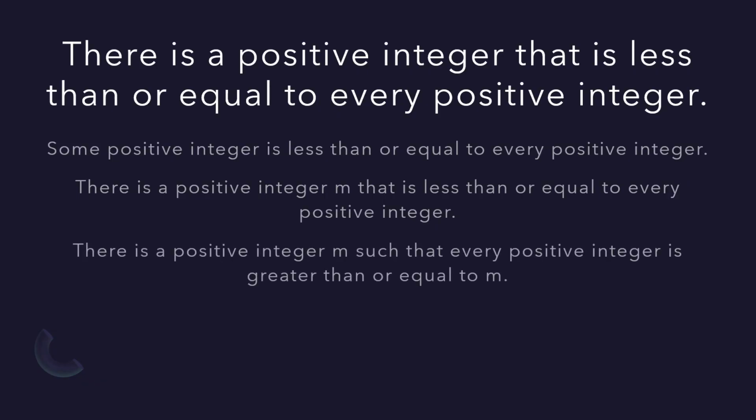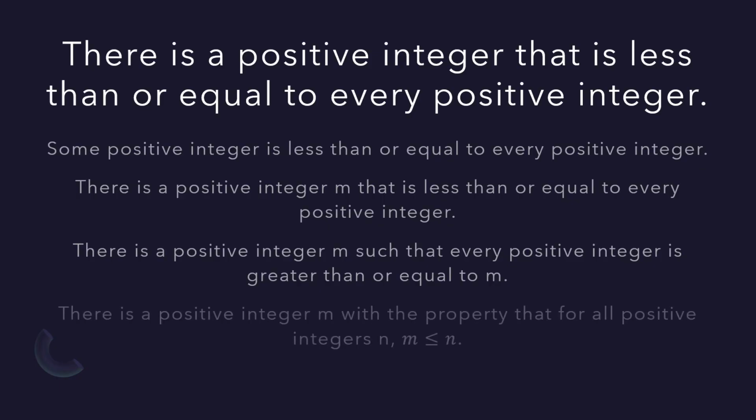There is a positive integer m such that every positive integer is greater than or equal to m. So, yung first part, yung universal, then yung second part, yung such that, yun yung existential. Then there is a positive integer m with the property that for all positive integers n, m is less than or equal to n. Okay, so, yun. This is universal naman, no?